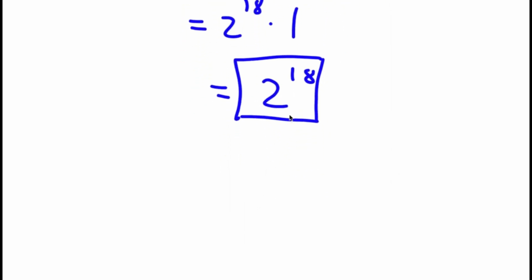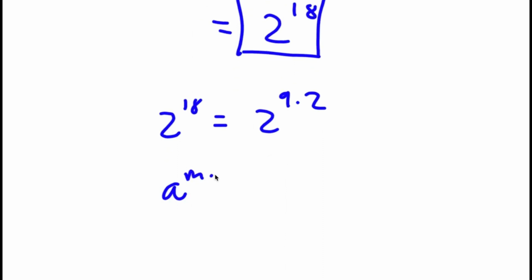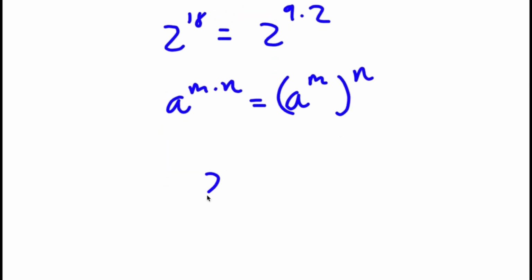Now, although this is a solution, I'm actually going to find a way to simplify this. So 2 to the power of 18, this is the same thing as 2 to the power of 9 times 2. And if I have something in the form a to the power of m times n, this is the same thing as (a to the power of m) to the power of n. So 2 to the power of 9 times 2, that's going to be (2 to the power of 9) to the power of 2.